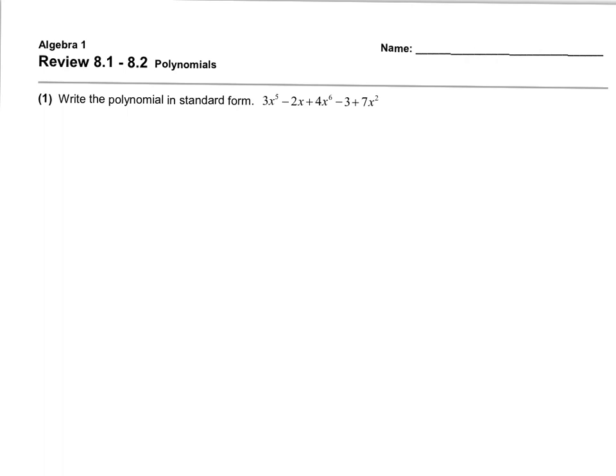Okay, so number 1, write the polynomial in standard form. That means we have to deal with the highest exponent first. The highest exponent is this x to the 6, so we're going to put that first. Then we're going to go all the way down. So then we have this plus 3x to the 5th. Note that there is no negative in front of the 3, so that is a plus 3x to the 5th.